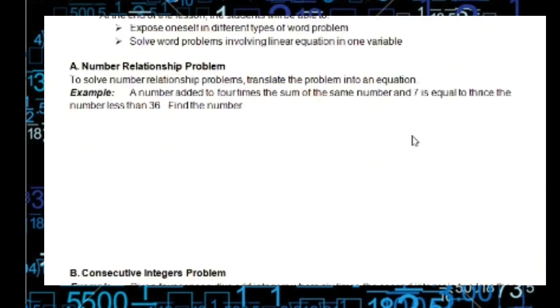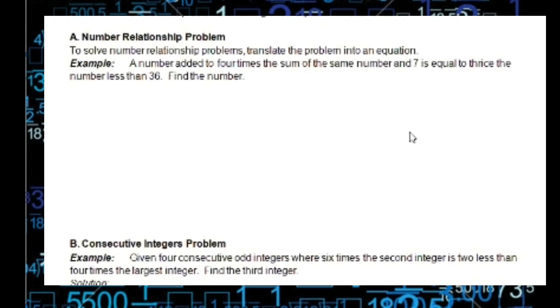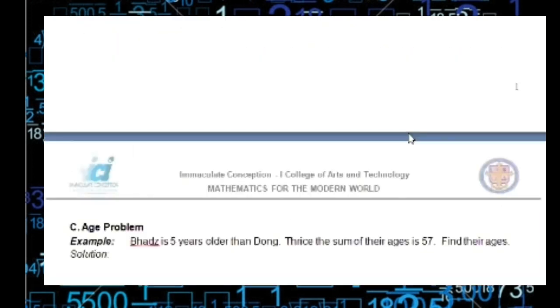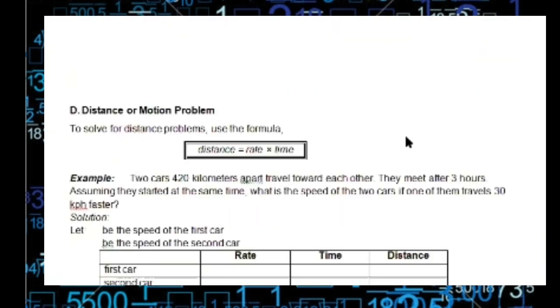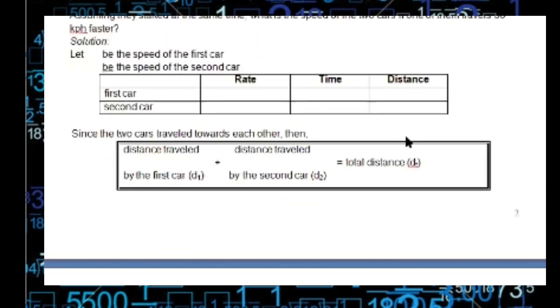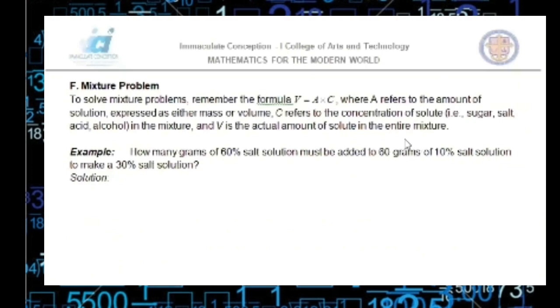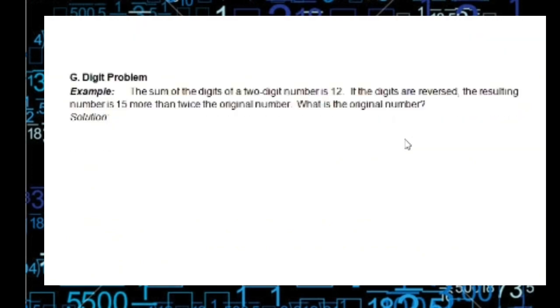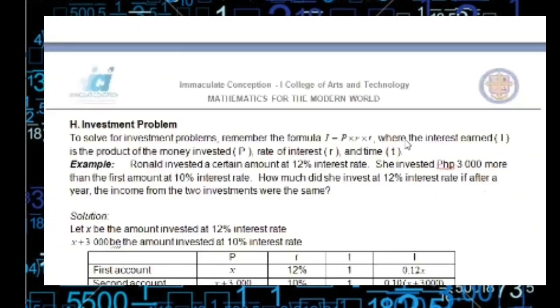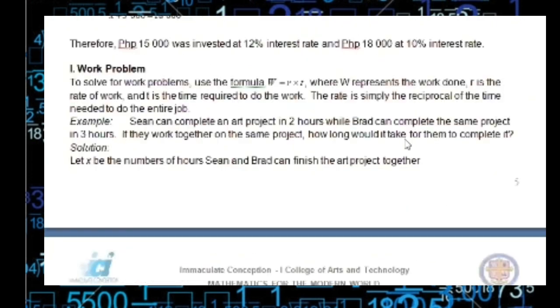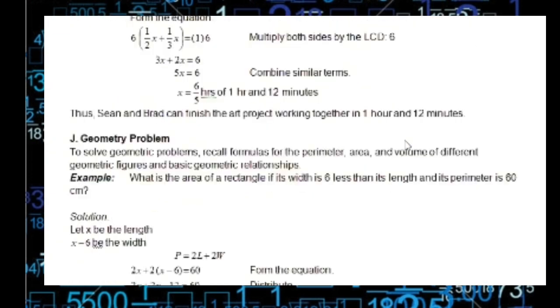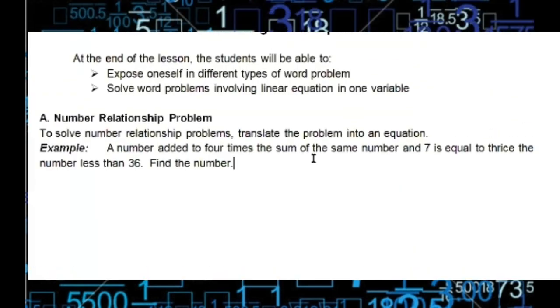Those are letter A, number relation problem; B, consecutive integers problem; C, age problem; D, distance or motion problem. Fifth one, money. Then sixth, mixture. Seventh, digit problem. Eighth, investment. Ninth, work. And tenth, geometric problem. And so on and so forth. We have lots of mathematics word problems.